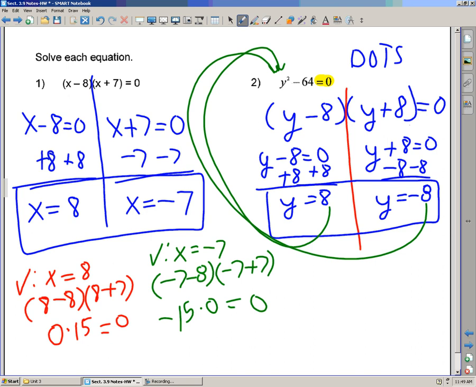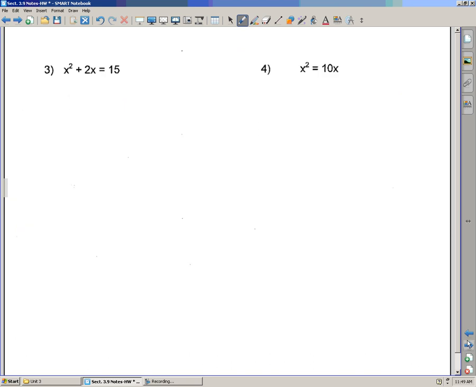Let's take a look at number 3. In number 3, you're not set equal to 0. This is a problem. You're set equal to 15. So in order to set the equation equal to 0, how do you bring 15 from the right to the left? The only way to do that is to subtract 15 from both sides, which means the right turns into a 0, and the left, in the appropriate order to factor, looks like this: x squared plus 2x minus 15. Well, how are you going to factor that?